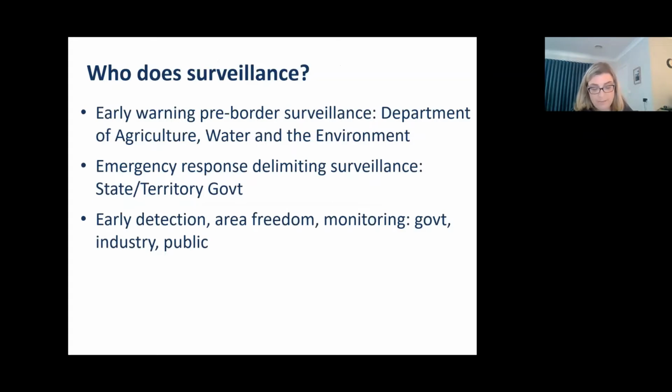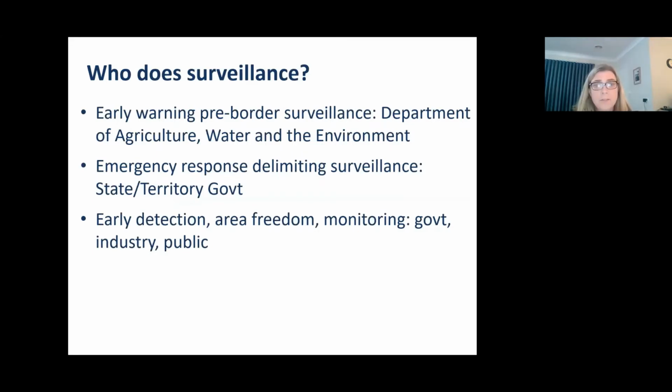So who does the surveillance largely depends on the purpose of the surveillance activity, and historically governments have been responsible for leading surveillance activities, and certainly the federal government, for example, takes the lead on doing the early warning pre-border surveillance. And then the state and territory governments have a key role in emergency response and limiting surveillance.